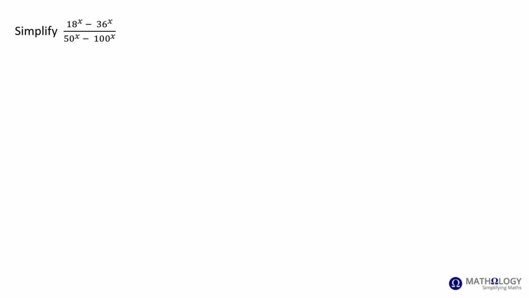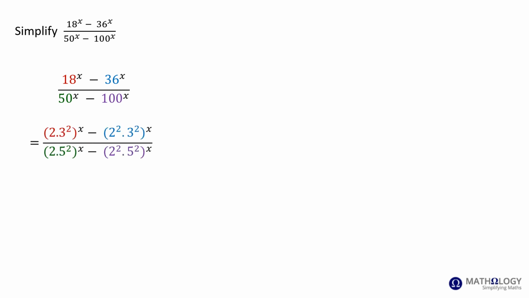To simplify exponential problems like this, the first thing to do is to express each base, with a variable exponent, in terms of its prime factors. In other words, 18 is written as 2 times 3 squared, 36 as 2 squared times 3 squared, 50 as 2 times 5 squared, and 100 as 2 squared times 5 squared.